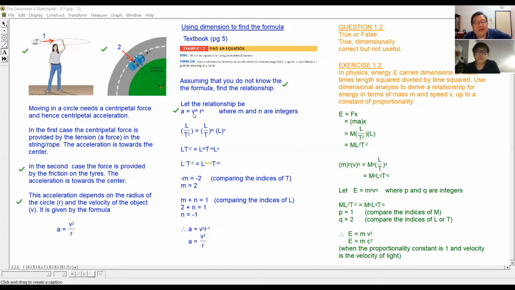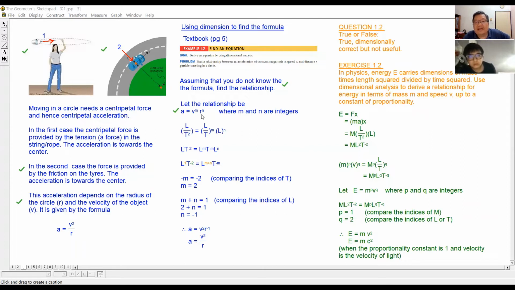Now what is the dimension for velocity? L over T. And this L over T, we don't know how it appears, so we put the power of m there, because we don't know if it's v squared or v cube. Now what is the dimension for r, the radius, which is the length? L, correct.